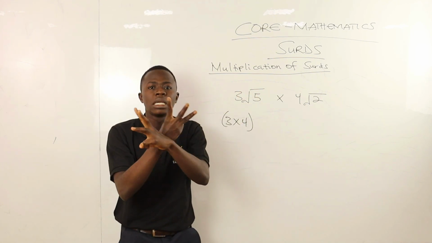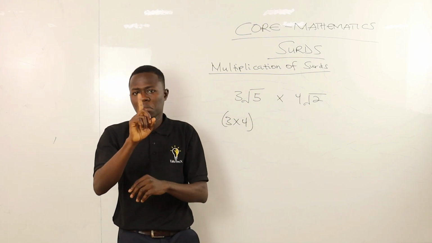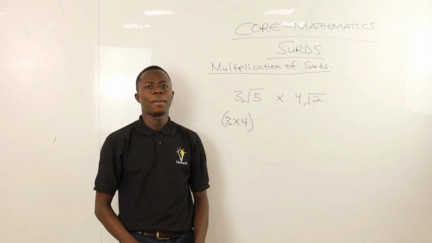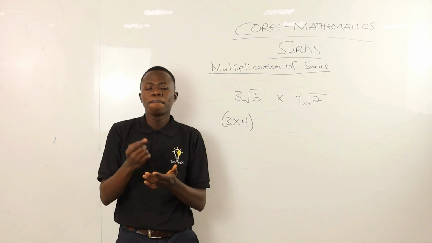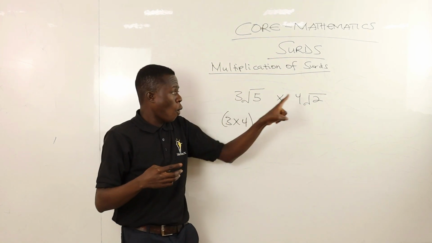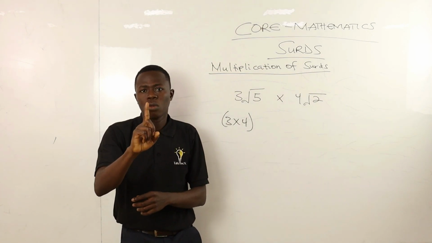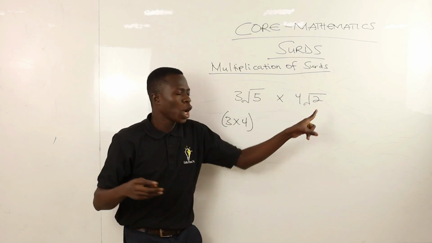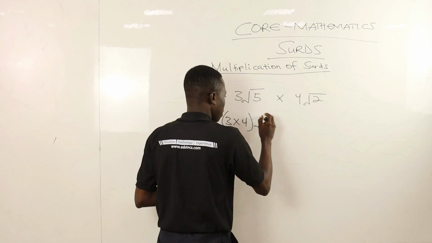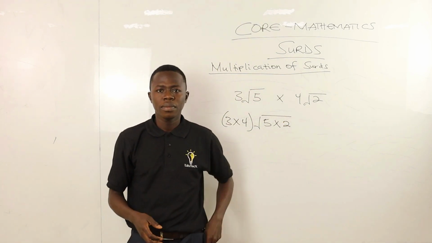I'll repeat that again. For multiplication, it is possible to multiply sets which are not the same. So for instance, square root of 5 and square root of 2 can be multiplied. So we multiply them, as you can see on the board, square root of 5 multiplied by 2. So you see that the numbers outside the square root sign, we multiply them. Then after that, the numbers inside the square root sign as well, we multiply them. So that is how to solve a question of this form.